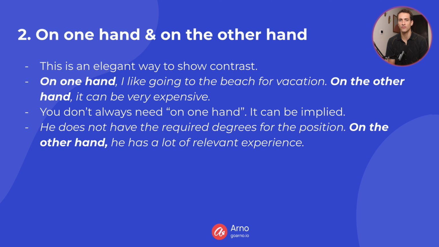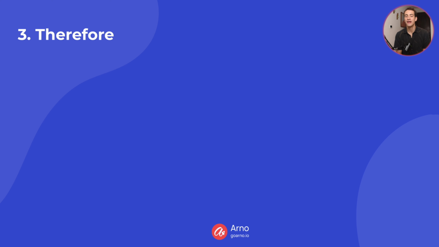However, I would recommend getting in the habit of using on one hand and on the other hand, because that way you can use even more advanced vocabulary. It makes your writing a little bit clearer, and these are things that will help you to get a higher score on the test. Number 3, therefore.